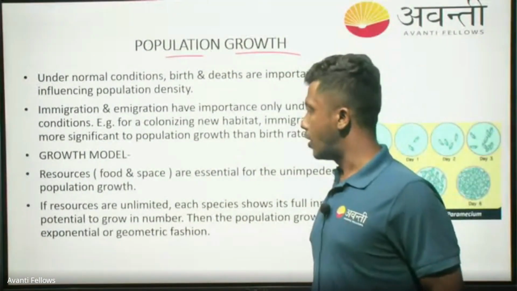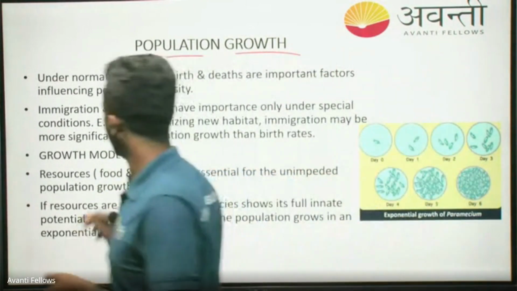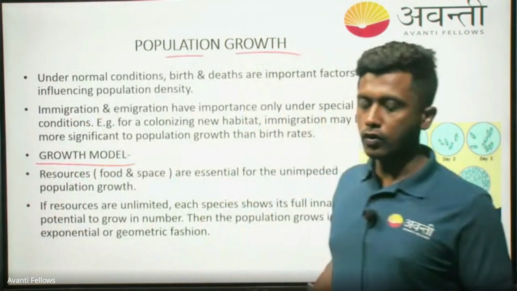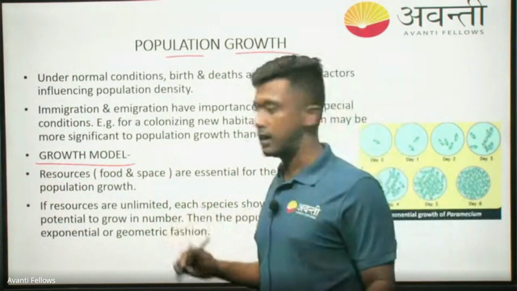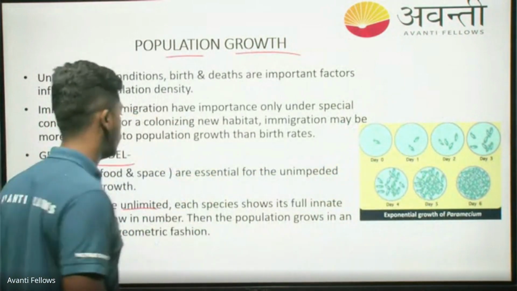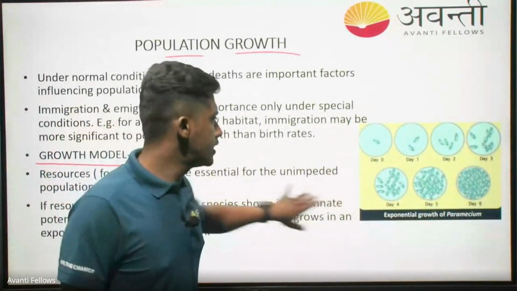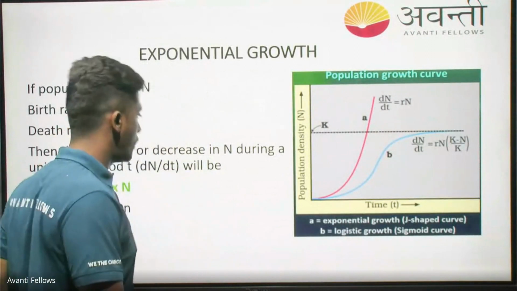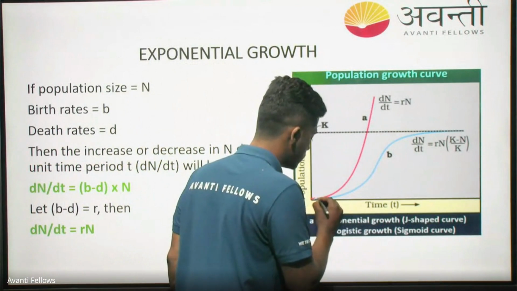Understood? Now, when it comes to understanding the growth model, how an organism can grow, as I told you, let us imagine an organism is given everything: unlimited resources with respect to food, no competition, everything is perfect. If that happens, what it leads to is, in the initial stage, the organism tries to adapt to that environment.